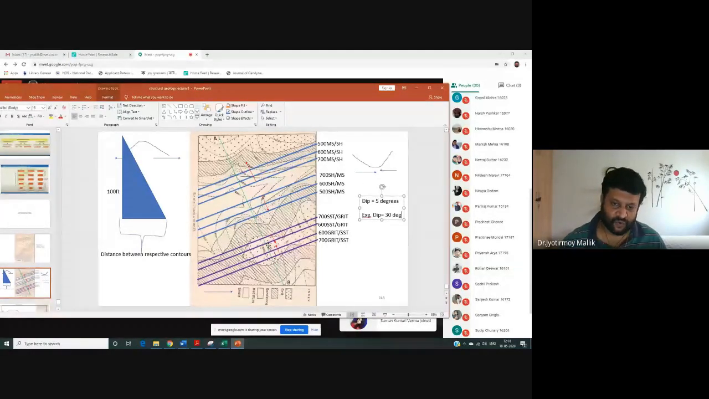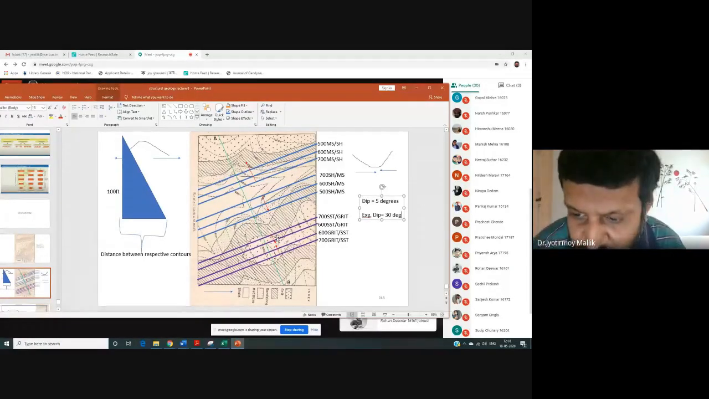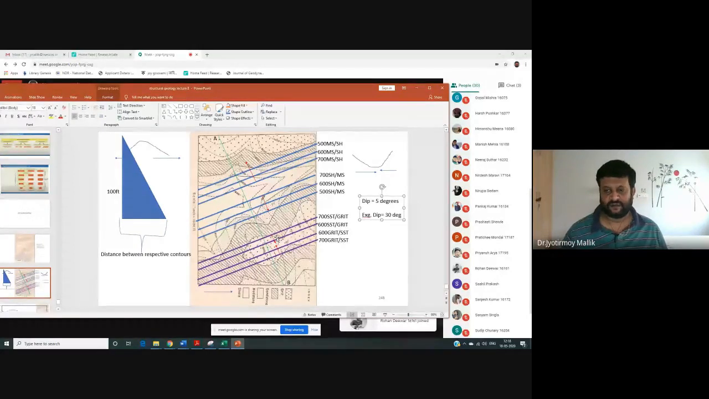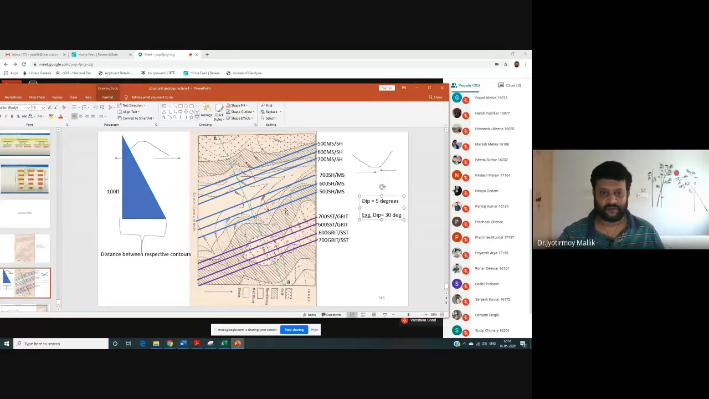So you can see that more or less the spacing between the strike lines is similar. So the amount of dip is more or less the same for all the beds, but the dip direction changes. The dip direction starts from southwest, then becomes northeast, then again southwest, and then again northeast. It remains at northeast, and then it goes on southwest again, right? So I see consecutive antiforms and synforms here, right?